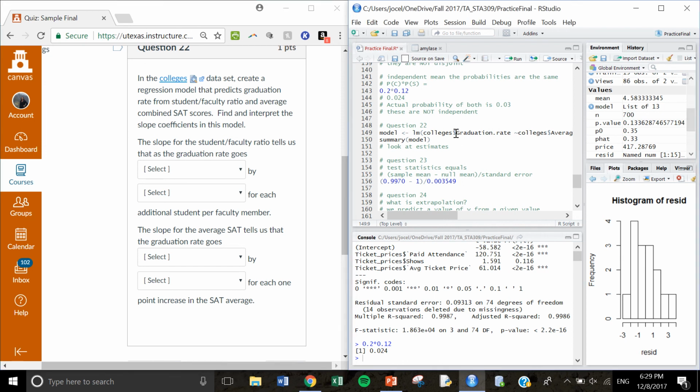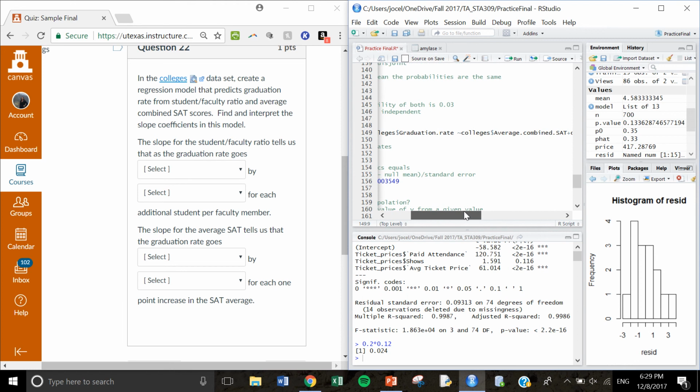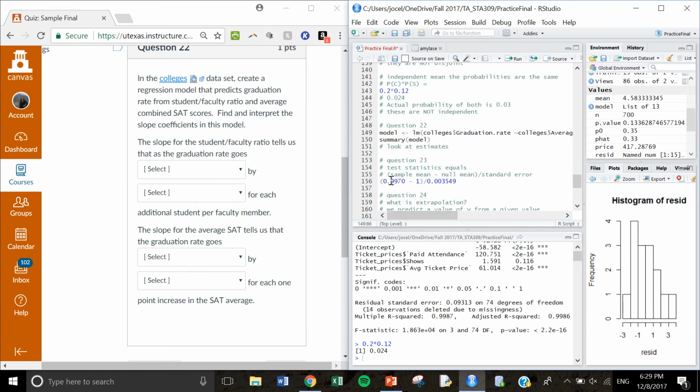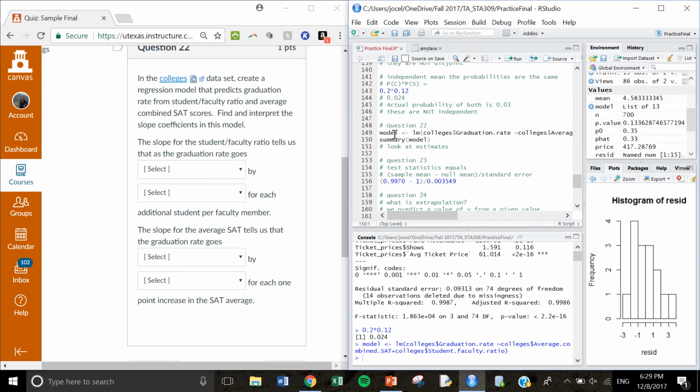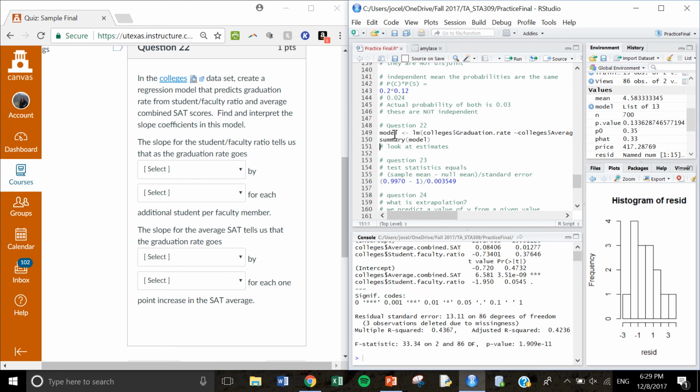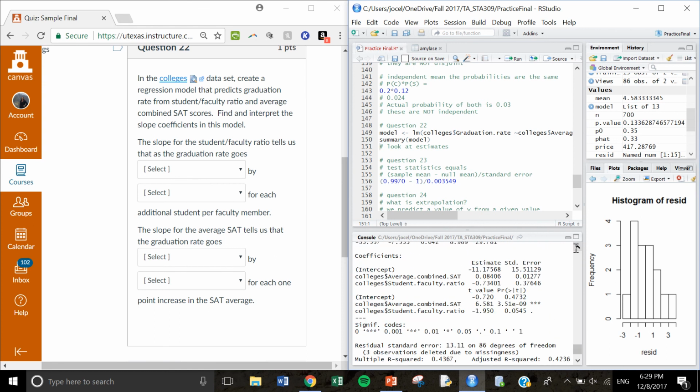So we'll use the LM function with our Y and our squiggly, and then our combined SAT, which is the first X, plus student-faculty ratio, which is the other X. I'm just going to call it model. You can call it what you want. Then a summary of that model.